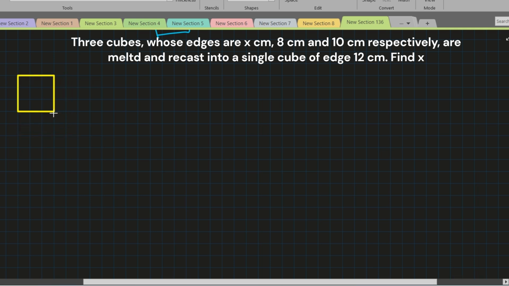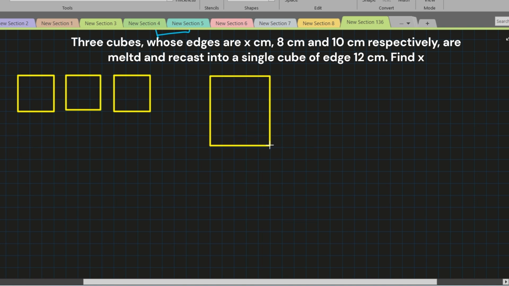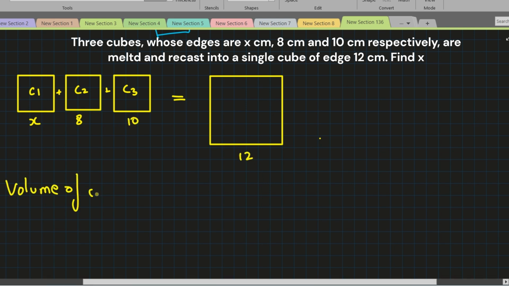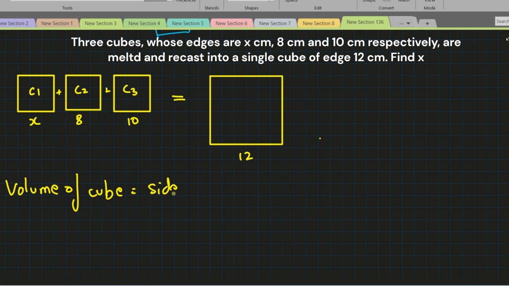We have 3 cubes which are melted into one large cube. We're going to find the volume of each one of them. So let me write cube 1, cube 2, cube 3. Let me write the edges, that is x, 8, 10 and 12. Volume of cube is side the whole cube.